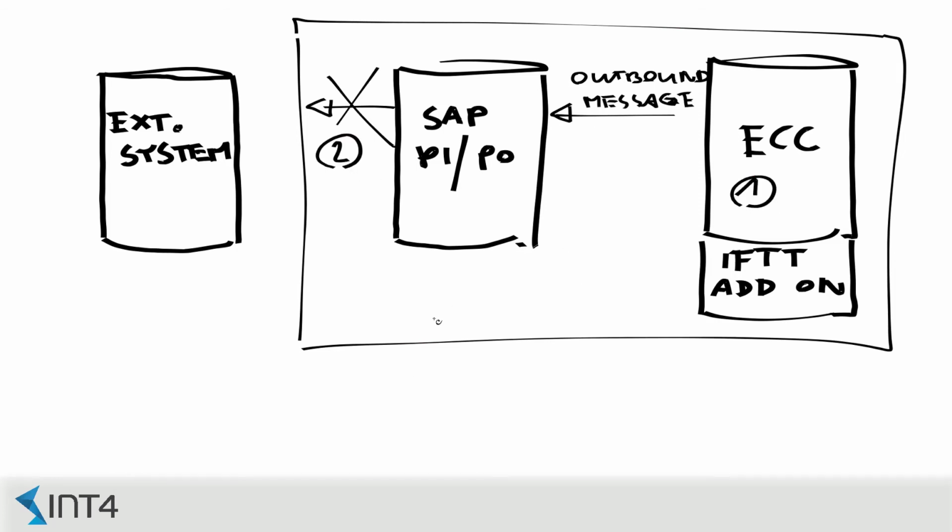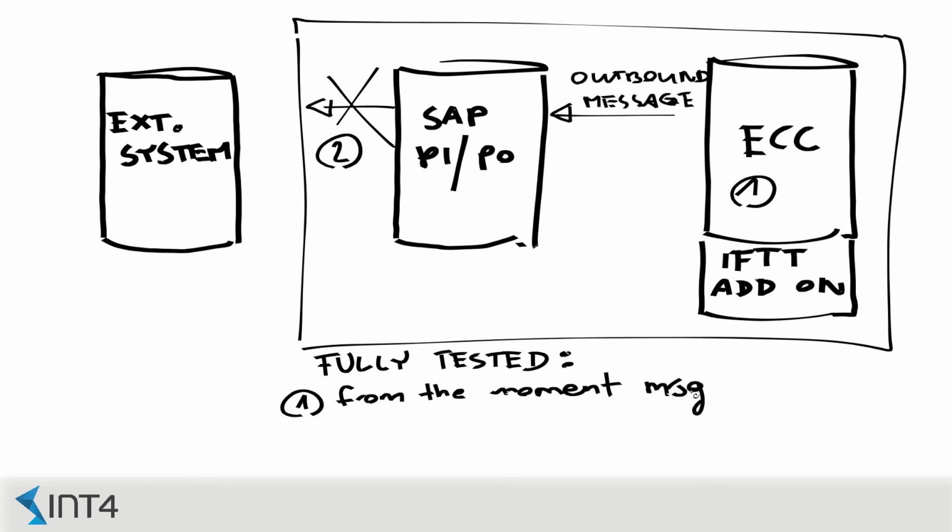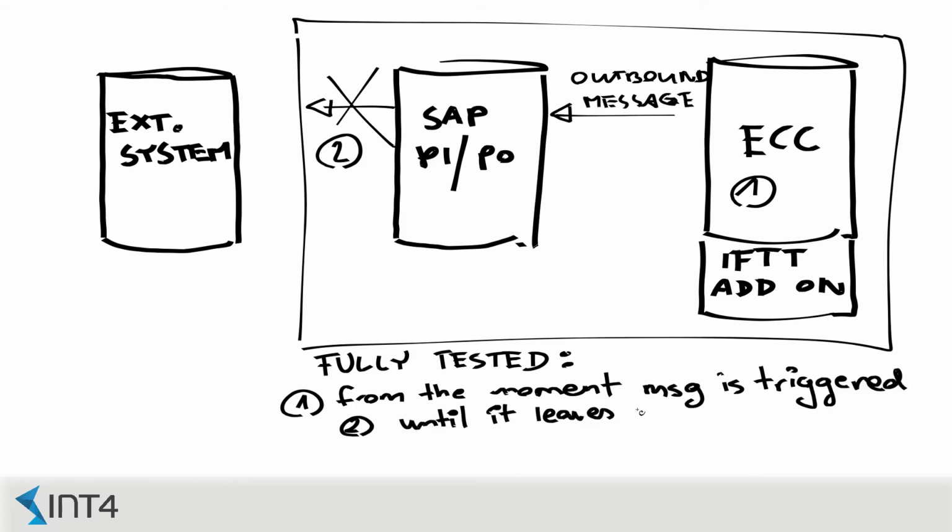Thanks to INT4 IFTT, outbound messages will be fully tested, from the moment the outbound message is triggered, through the backend system logic, until the message leaves PI or Cloud Platform Integration in its final format, for example EDIFACT. There is no more need to use any additional testing tools.